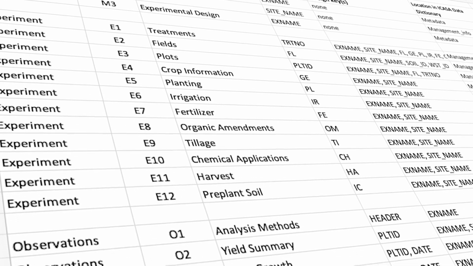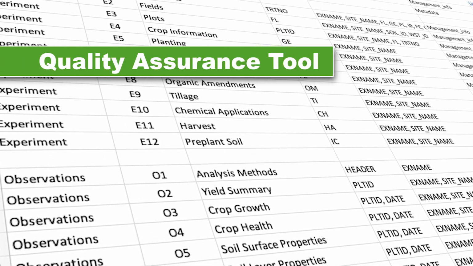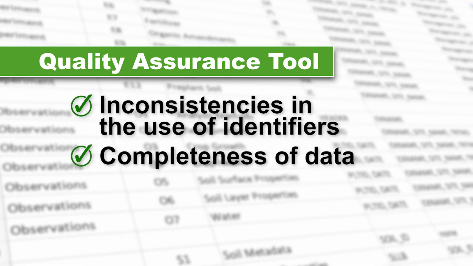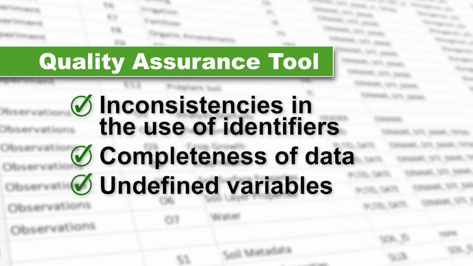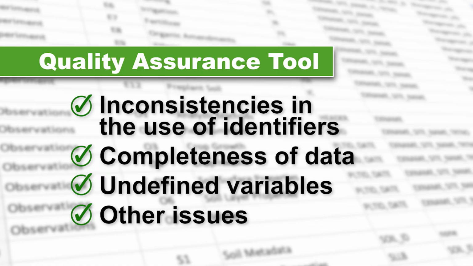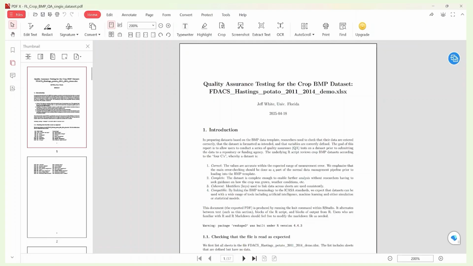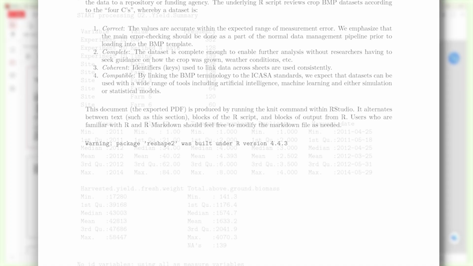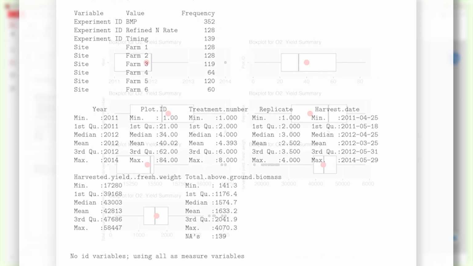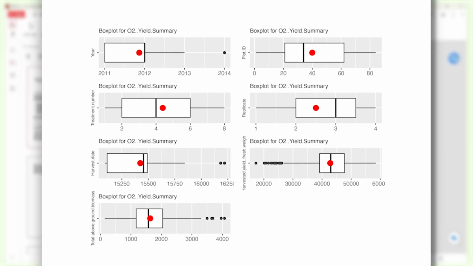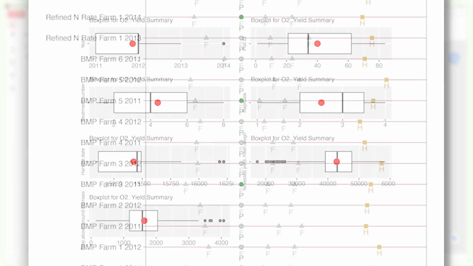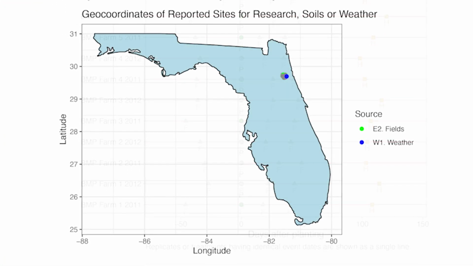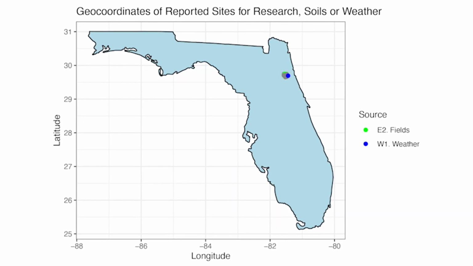Prior to submitting the template of your dataset, use the Quality Assurance tool to check for inconsistencies in use of identifiers, completeness of data, and undefined variables and other issues. Briefly, the QA tool outputs a comprehensive PDF report describing the test results. Along with a written summary, the report includes visual references like box plots for daily weather variables, timelines of fertilizer applications, plantings, and harvests, and a map showing the approximate locations of research sites.